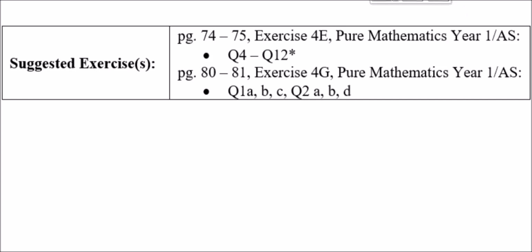If you could have a look now in your spare time, page 74, exercise 4E in the blue algebra book, questions 4 through to question 12, and also page 80, exercise 4G, questions 1, A, B, and C, and questions 2, A, B, and D. So it's a bit of work to get your heads around, but it's worth it, it's valuable, in fact it's essential for the A level, this particular exercise, as most are in fairness.